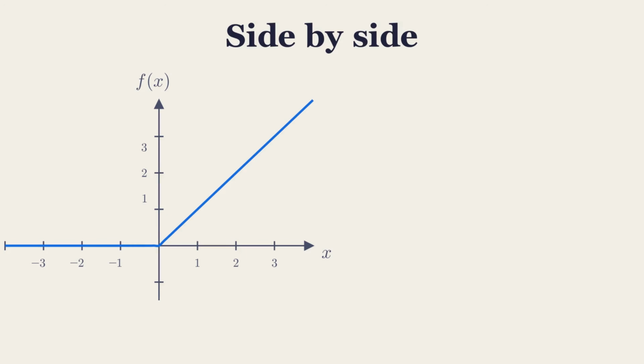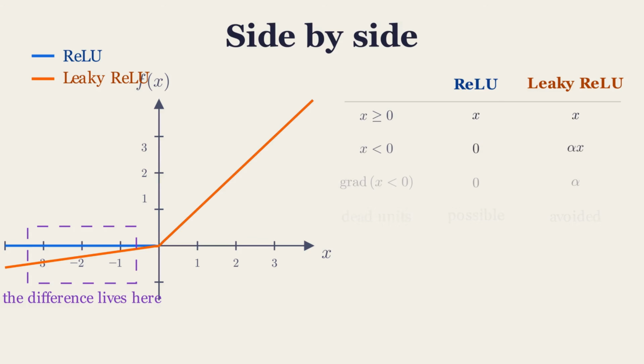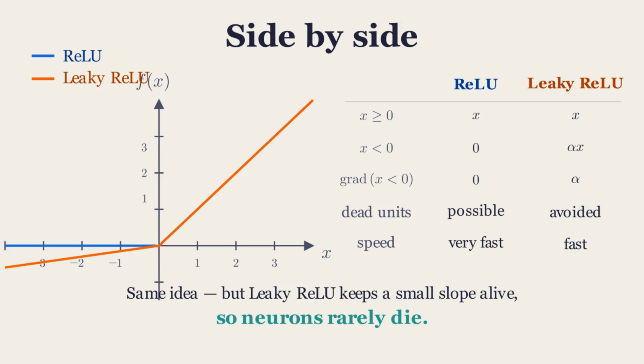Side by side, the story is clear. For positive inputs, both behave identically. For negative inputs, ReLU outputs 0, while Leaky ReLU keeps a small slope alive. ReLU is the faster, simpler choice, but Leaky ReLU is the one to reach for when your neurons keep dying. Same idea, one small leak and a network that stays alive.